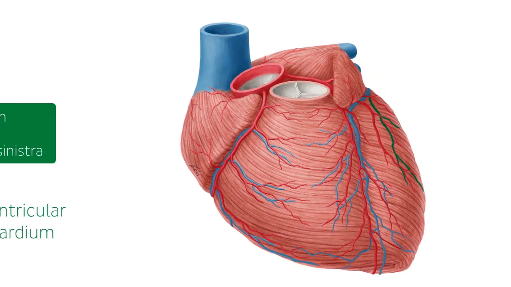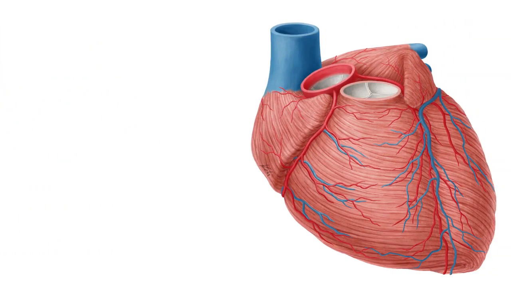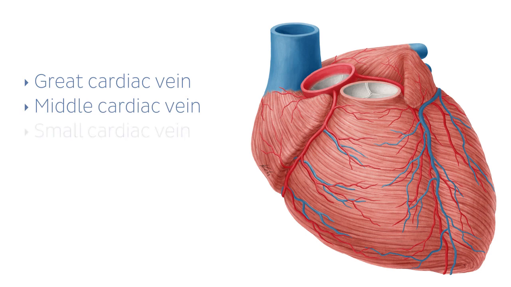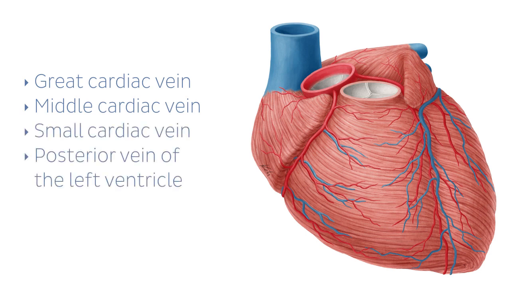So we described all the veins that drain the myocardium, and they return the blood to the coronary sinus and afterwards to the right atrium. And just to review them, they are the great cardiac vein, the middle cardiac vein, the small cardiac vein, the posterior vein of the left ventricle, and the left marginal vein.